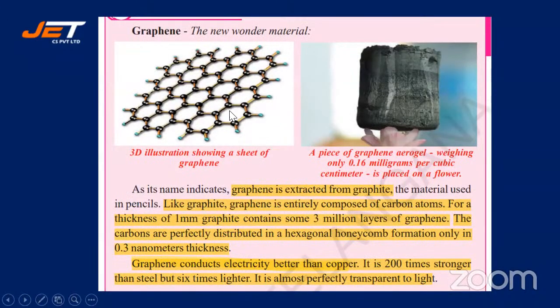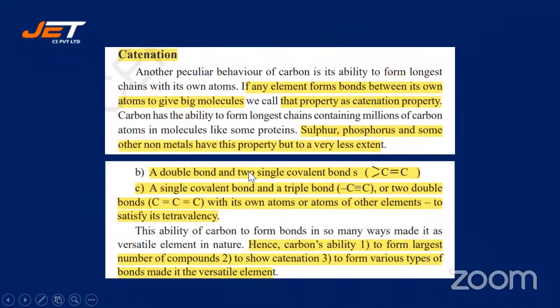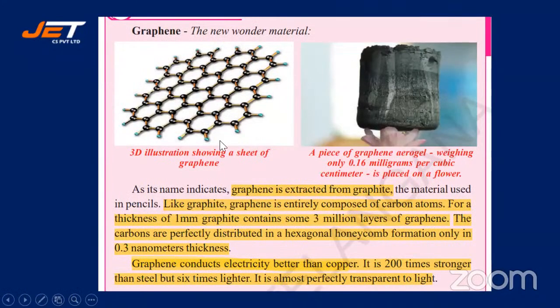Next, coming to graphene. So graphene is extracted from graphite. Like graphite, graphene is entirely composed of carbon atoms. For a thickness of 1 mm, graphite contains some 3 million layers of graphene. The carbons are perfectly distributed in a hexagonal honeycomb formation only 0.3 nanometers thick. You can see here, it is in the similar shape of a honeycomb.